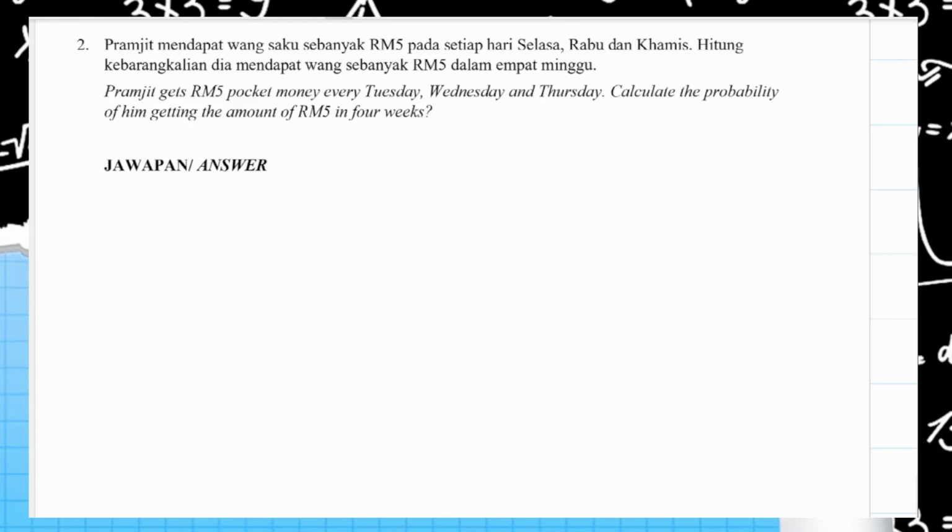Pramjit gets RM5 pocket money every Tuesday, Wednesday, and Thursday. Calculate the probability of him getting RM5 in 4 weeks. He wants to know how much he gets in 4 weeks. So how to calculate? What is our event? The event is getting RM5, but not every day. He will only get it for 3 days.